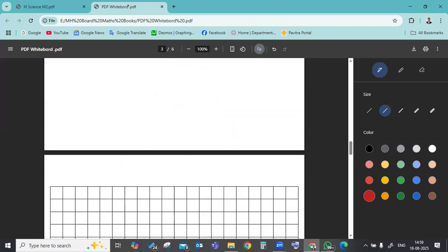Okay, which is different powers of i. Like say i, which is equal to what? Square root of minus 1, right?